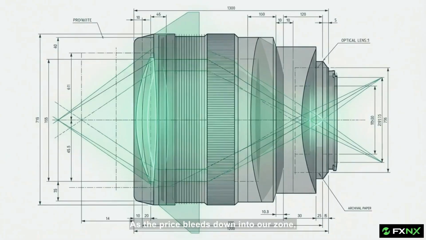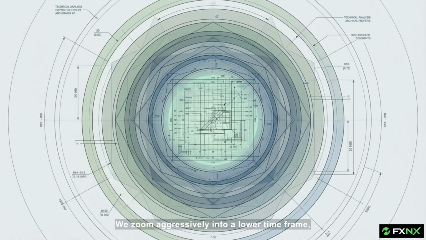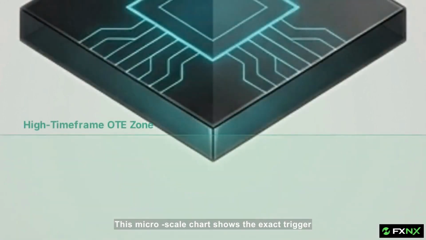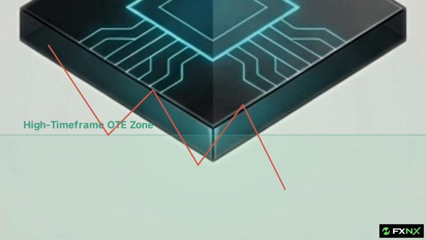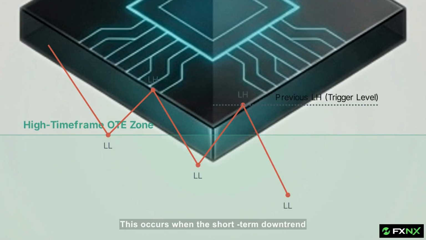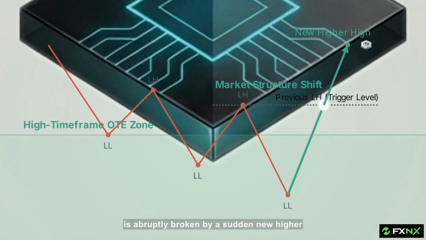As the price bleeds down into our zone, we shift our perspective. We zoom aggressively into a lower time frame, like the 1-minute chart. This microscale chart shows the exact trigger we need, a market structure shift. This occurs when the short-term downtrend is abruptly broken by a sudden new higher high.